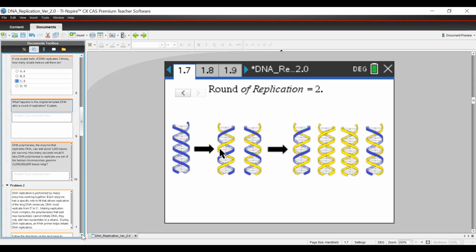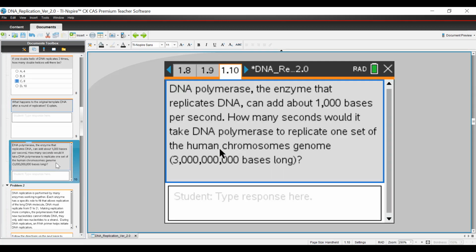All right, moving right along here, we have page 10. DNA polymerase, which is the enzyme that replicates DNA, can add about 1,000 bases per second. How many seconds would it take DNA polymerase to replicate 1 set of the human chromosome's genome? So earlier we heard that the genome is 3 billion bases long, so that's 3 with 9 zeros behind it. It's a big number, and we know that the rate here is 1,000 bases per second. So every second we're adding 1,000 bases, which is amazing. If you stop and think about that, that's incredible. So how long would it take to replicate the entire human genome?